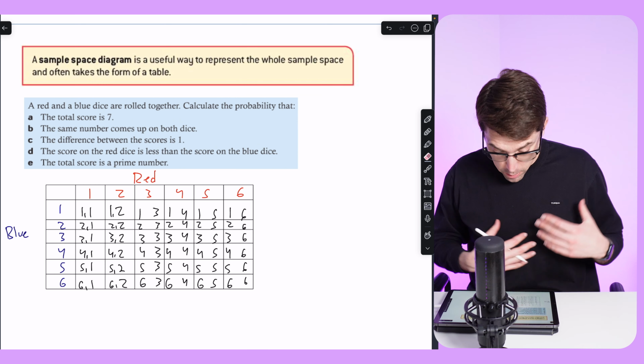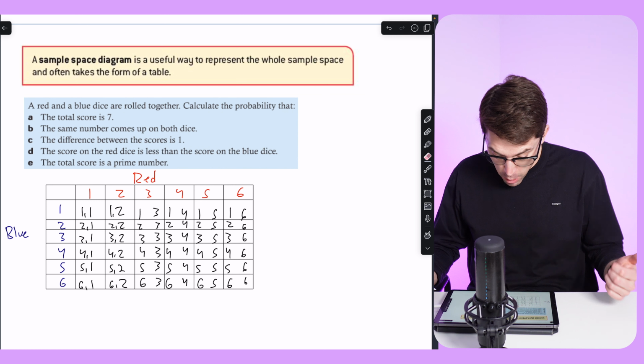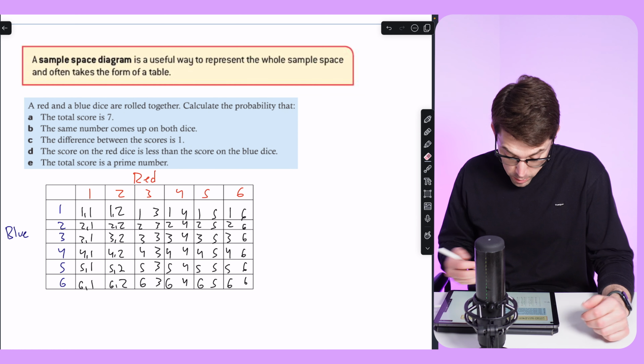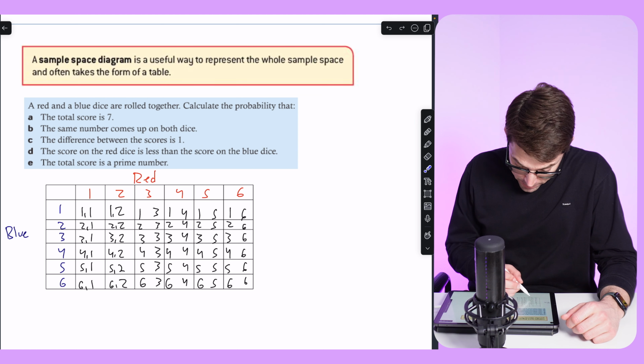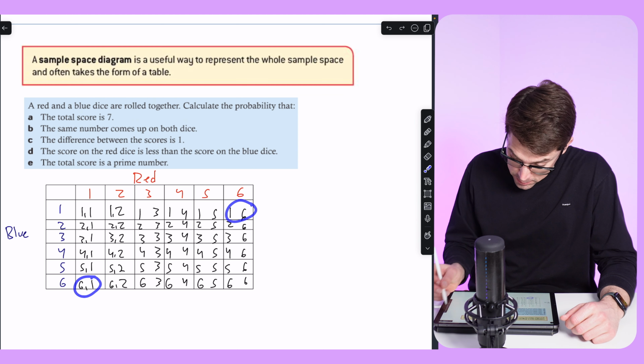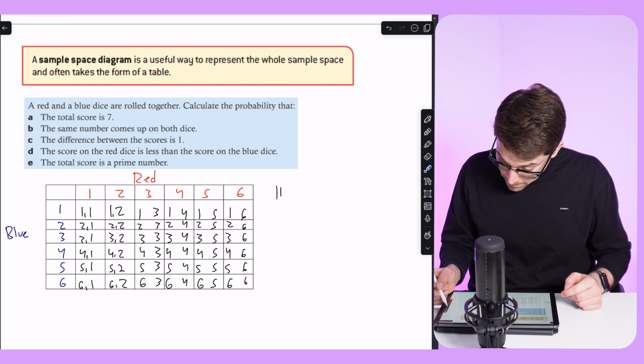Let's go ahead and think about what is the probability of the total score being 7. So how can I get 7 is really the question. Well, I could have a 6 and a 1 or a 1 and a 6. So that's going to be 2. So I'll keep a tally. I have 1, 2. What else could I have?